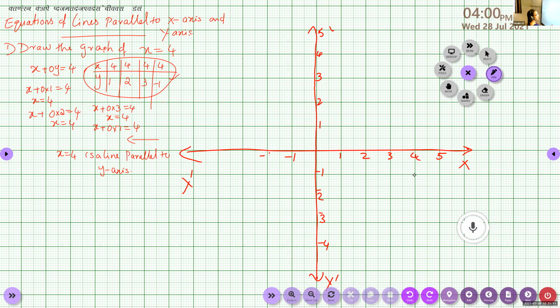This is the line. Here you can write x equal to 4. The line x equal to 4 is parallel to the y-axis.